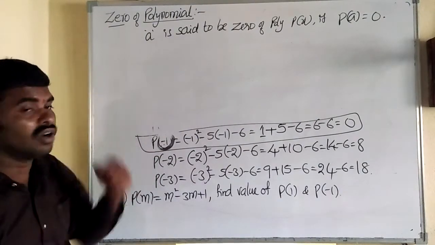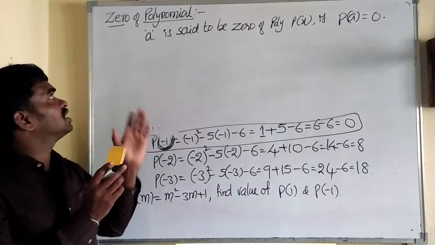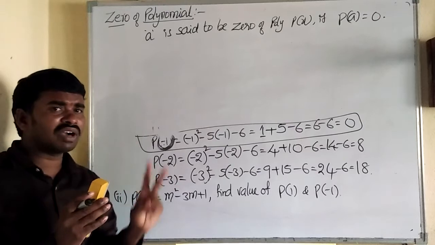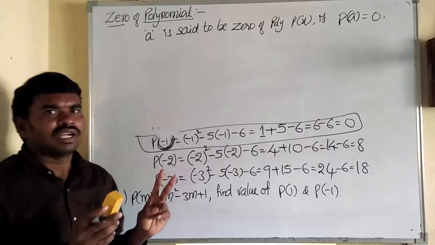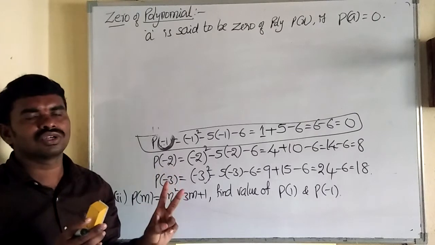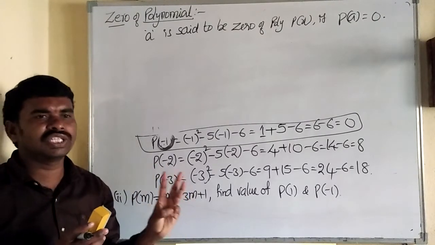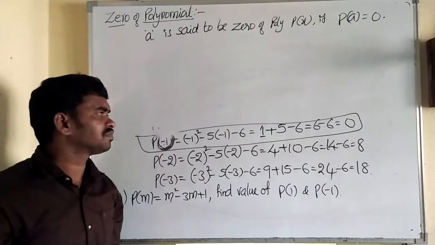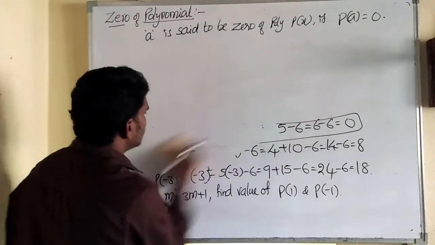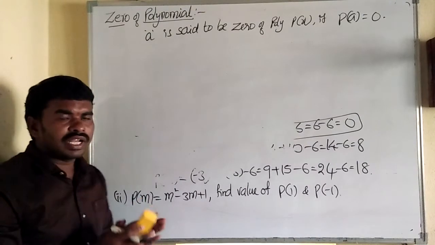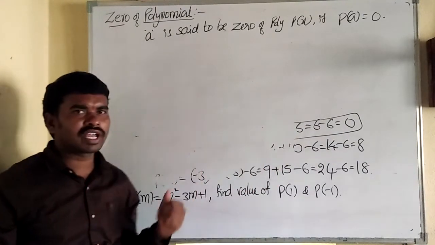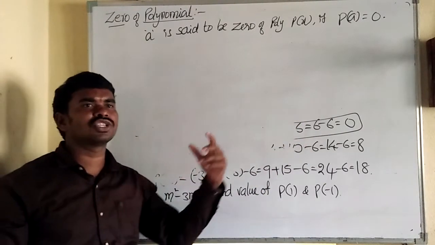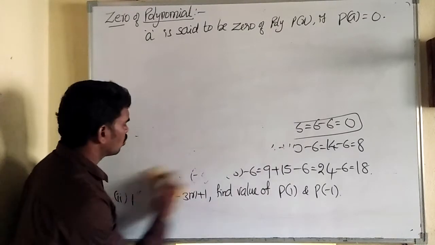That is the definition. According to this, a linear polynomial has 1 zero. Only one we get. A quadratic polynomial has at most 2 zeros. A cubic polynomial at most 3 zeros. A biquadratic polynomial at most 4 zeros. So you just write the notes. Linear polynomial has 1 zero. Quadratic polynomial has at most 2 real zeros. Cubic polynomial has at most 3 real zeros. So like that, note down.